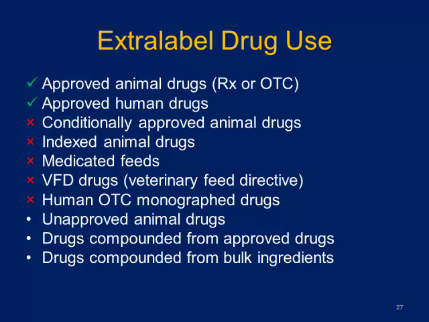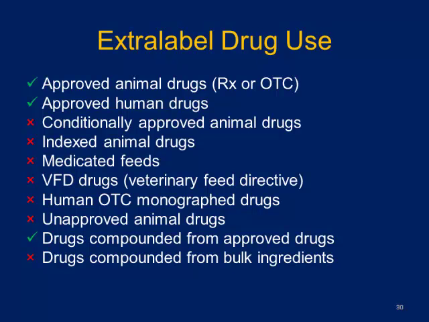In the animal and food animal realm, that does not suffice. Unapproved animal drugs, they're unapproved, so no extra label use. Got one more check mark in here. Drugs compounded from approved drugs. So compounded products can potentially be used in an extra label manner if they're compounded from other approved drugs. Drugs compounded from bulk ingredients, no.